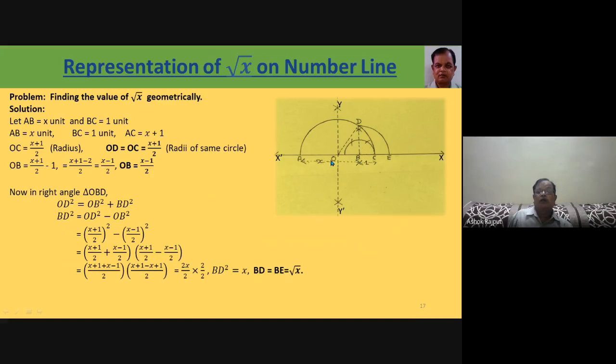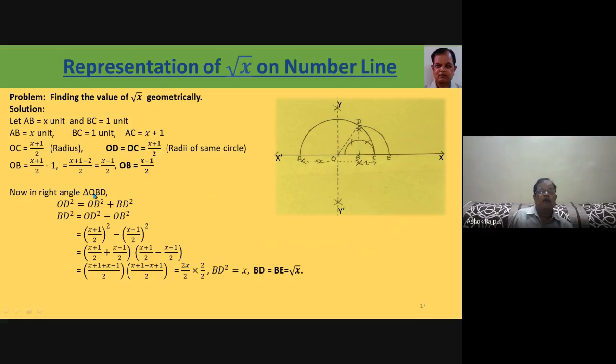We are saying here OC is x plus 1 by 2 and BC is 1, but we want to find the OB. So we will subtract here OC minus BC, or OC minus 1. OC is x plus 1 by 2 and BC is 1. We subtract, take the LCM, and we get OB equal to x minus 1 by 2.